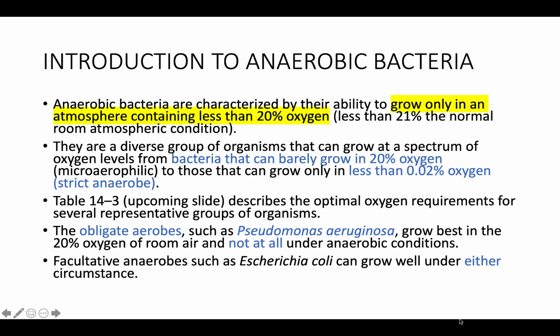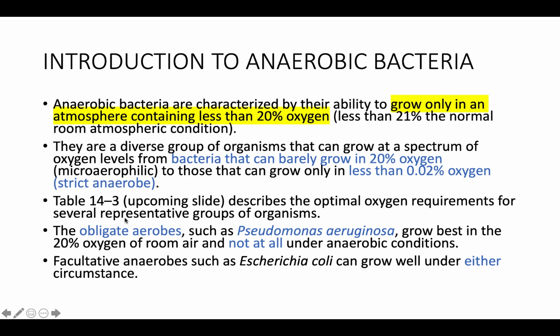So let's cover a little bit about anaerobic bacteria before we get into the gram-positive cocci. Anaerobic bacteria are characterized by their ability to grow only in an atmosphere containing 20% or less oxygen, so less than normal conditions. These are called anaerobes. We want to differentiate them from obligate anaerobes, which cannot live without the absence of oxygen at all. They can't tolerate oxygen at all. They are a diverse group, from bacteria that barely grow in 20%, microaerophilic up to 10%, to those that only grow in less than 0.02 oxygen, strict anaerobes such as Clostridium.